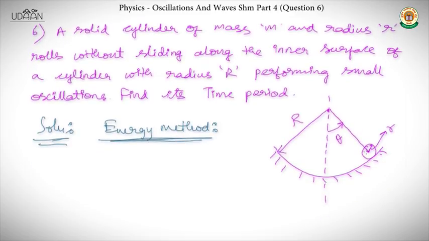So let v be the velocity of this body at this instant theta, and this body is rolling on this bigger cylinder with radius R, about this center O. Let that angular velocity be omega a.